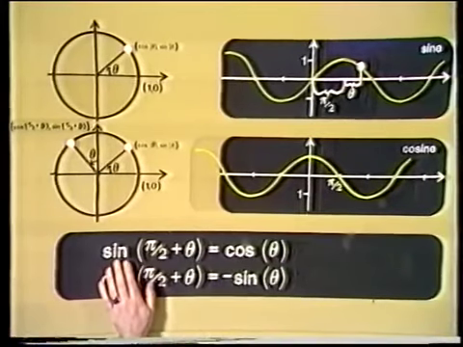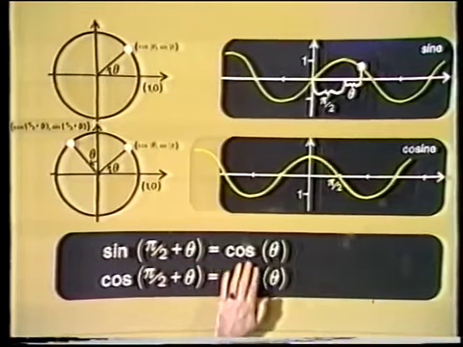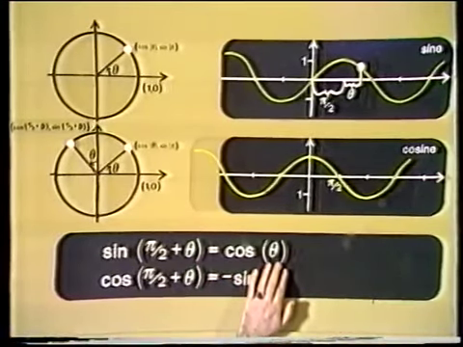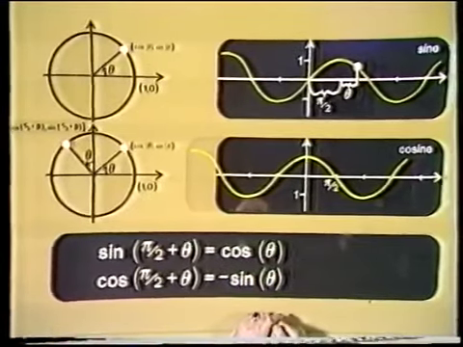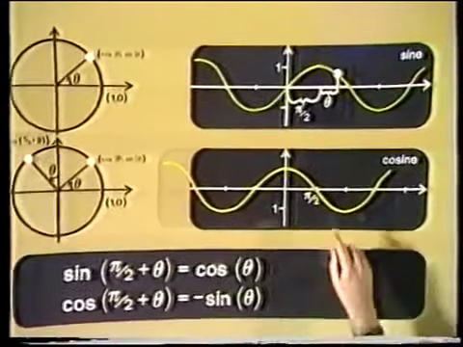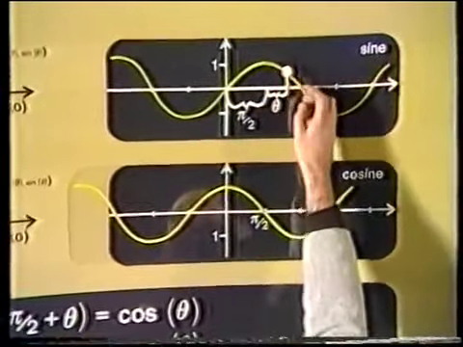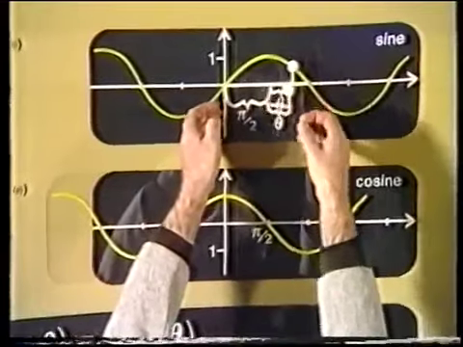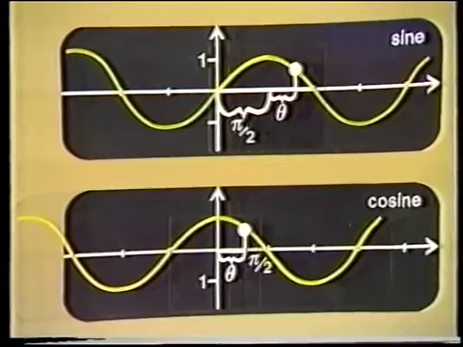Now, this formula tells us that the sine of pi over 2 plus theta is the same as the cosine of theta. And that's why the graphs of sine and cosine are the same shape, but shifted along by pi over 2. You can see that the sine of pi over 2 plus theta is just this height, and that, in fact, is the same as the cosine of theta.